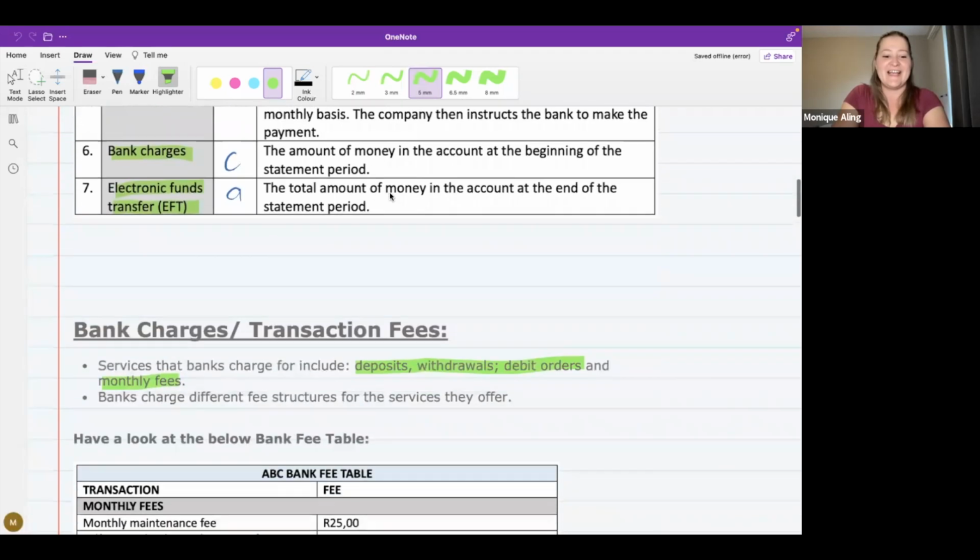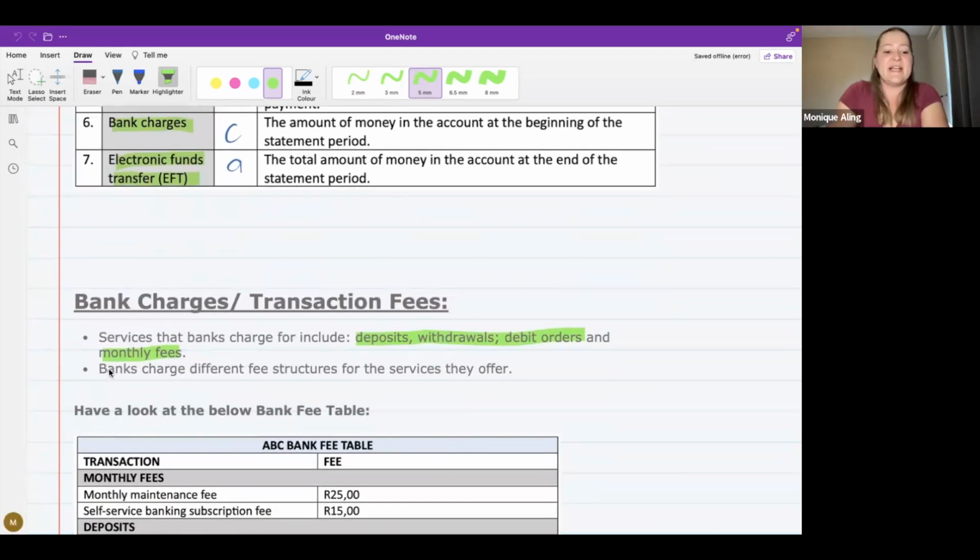Cool. Perfect. Okay. Then the second bullet point says banks charge different fee structures for the services they offer. So some banks may be cheaper to certain people, other banks may be more expensive. It all depends on what you use your account for. If for whatever reason you need to withdraw lots of money or continuously withdraw out of the account throughout the month, you're obviously going to choose a bank that has cheaper charges when it comes to withdrawals. If you don't really physically take money out of the account, you just transfer it throughout the month, another bank might be cheaper for you. But every bank has a different fee structure.